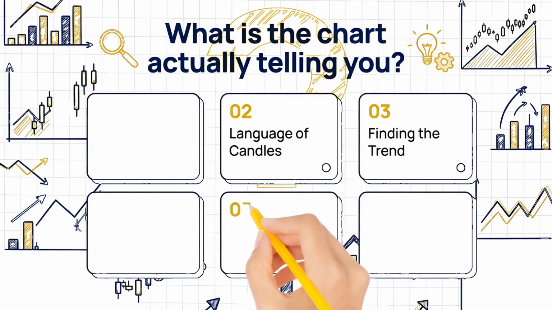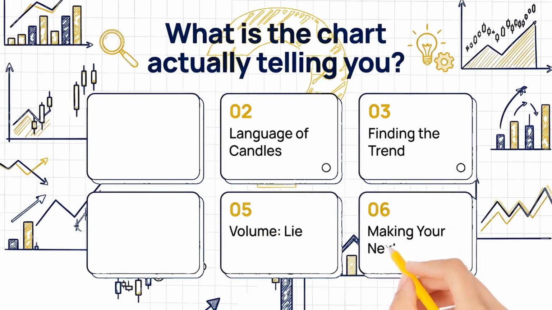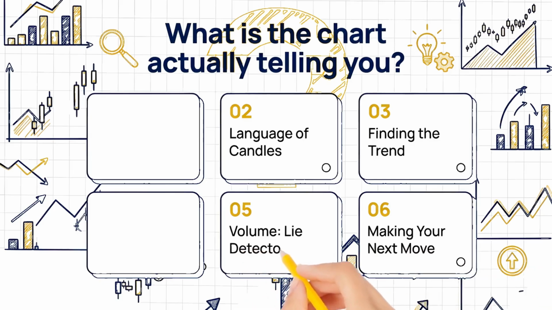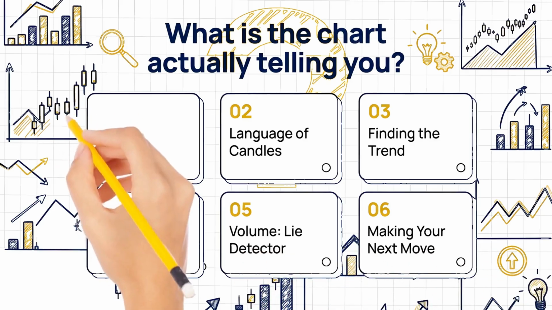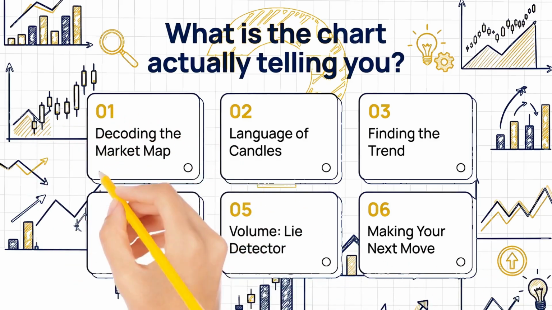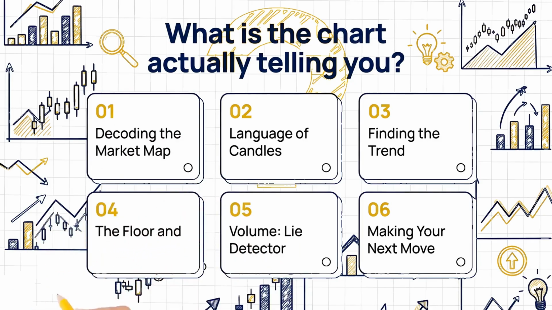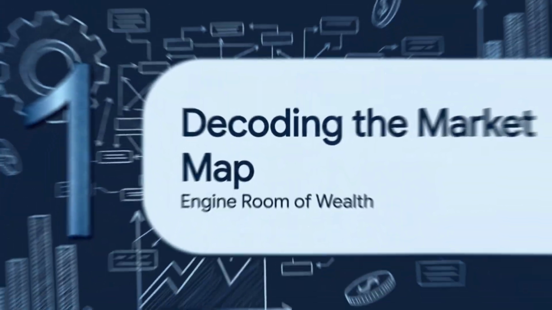We'll start with decoding the market map. Then we'll learn the language of candlesticks, finding the trend, the floor and ceiling, volume as our lie detector, and finally, making your next move. We're going to build this knowledge step by step. Let's kick things off with part one: decoding the market map.